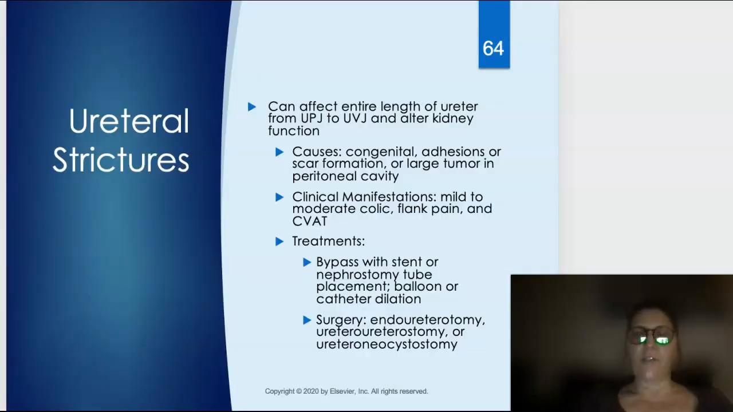Ureteral strictures can affect the entire length of the ureter and alter kidney function. It could be congenital, it could be an adhesion or a scar, or a large tumor in the peritoneal cavity that presses up against the ureter, so it doesn't open up. The clinical manifestations are mild to moderate flank pain. Treatment: if you can't use the ureter, you need something, because the urine has to get from the kidney to the bladder. So we're going to bypass with a stent or a nephrostomy tube placement, balloon, or catheter dilation. Just like you balloon other places, like in the heart, you can balloon the ureter. So they might need all these different surgeries as well.